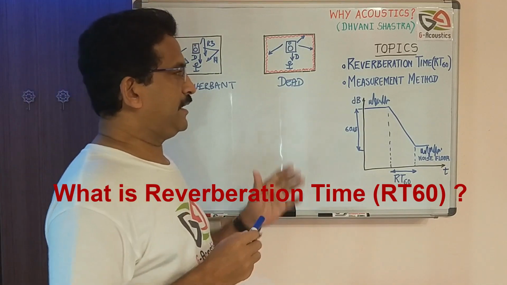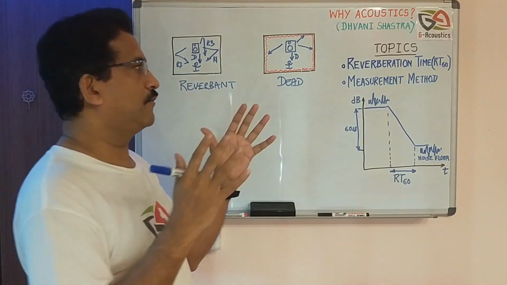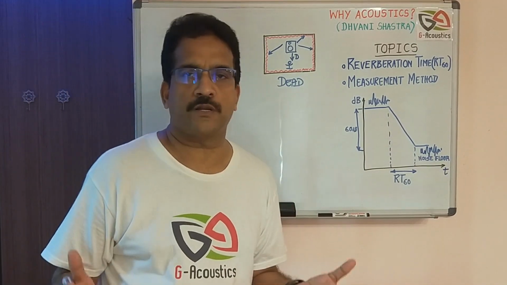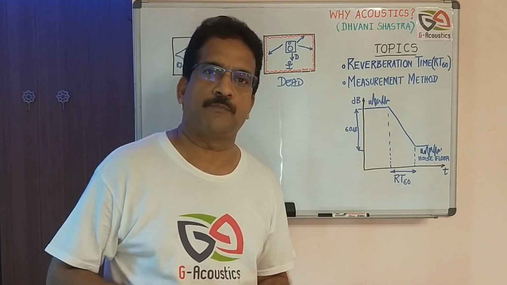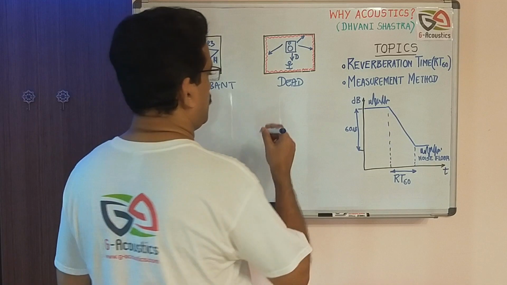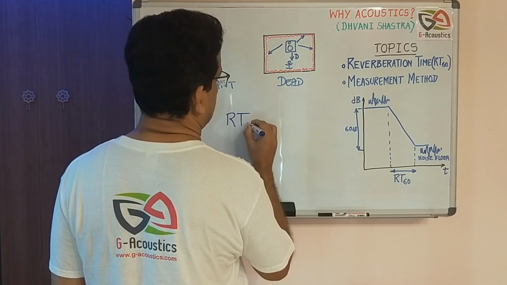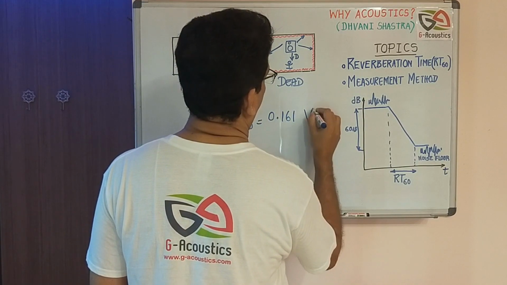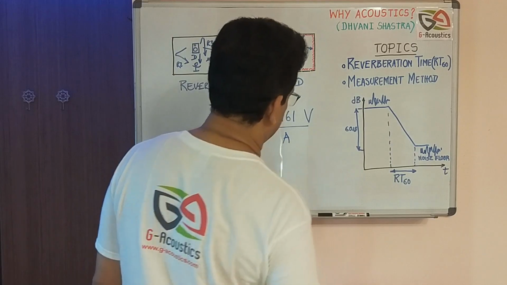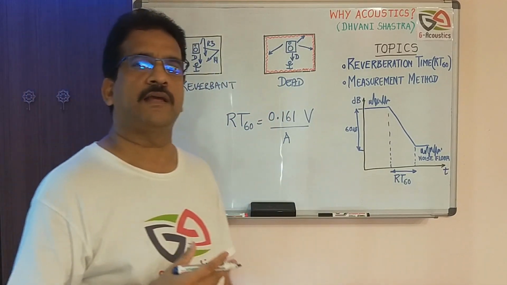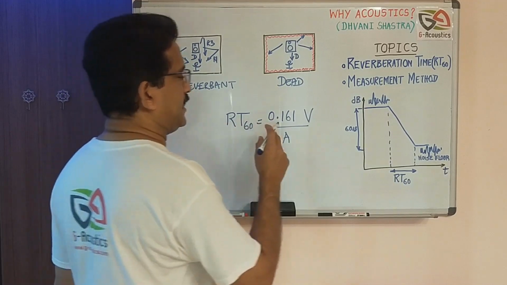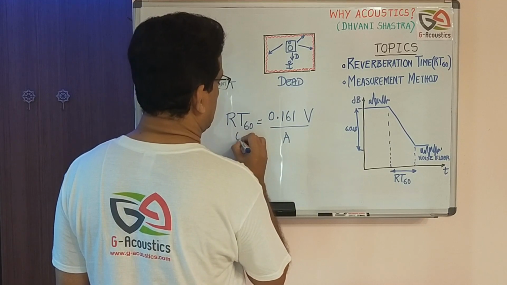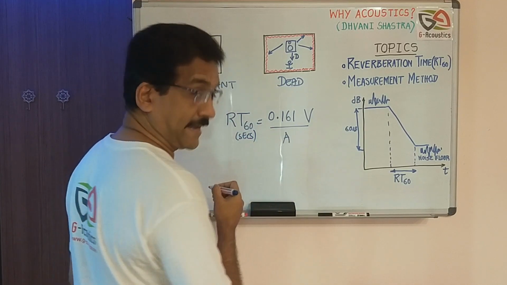Let me explain the concept of reverberation time. It is related to the absorption coefficient, which we explained in the previous lecture. How is it related? RT60 is equal to 0.161 times volume divided by A. This is also called Sabine's equation. So RT60 is related to the total absorption. RT60 is measured in seconds, so the unit is seconds.